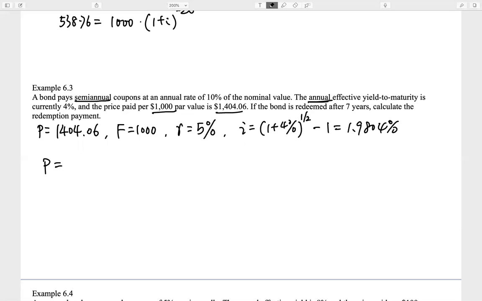The price would be the coupon for each term times A, 7 years, so I have 14 coupon payments. At I, I have already done the conversion. So it's I. Please do not plug in 4%. 4% is annual effective. It's not semi-annual. So I have to convert it. And then I need to do the present value for the redemption. Well, this I don't know, so I actually need to calculate. So let's call it C. And then I will need 1 plus I to negative 14, not negative 20.